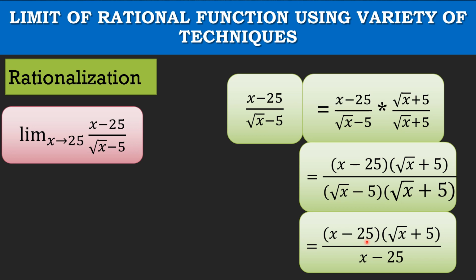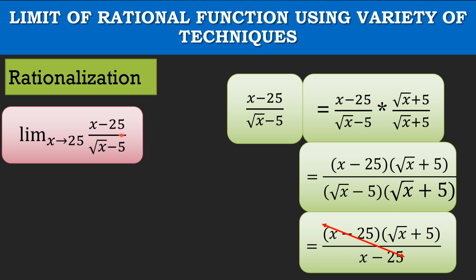Okay? Anong mangyayari dito? Magkakaroon ng cancellation. So, ano yung expression na magka-cancel here? We have your x minus 25. Okay? So, x minus 25 over x minus 25 is equal to 1. They will cancel out. Ano ang maiiwan? That is square root of x plus 5.